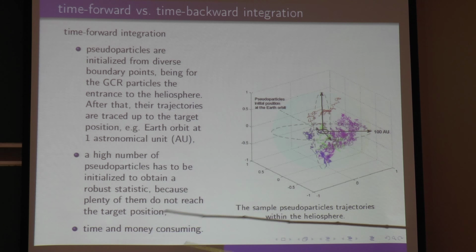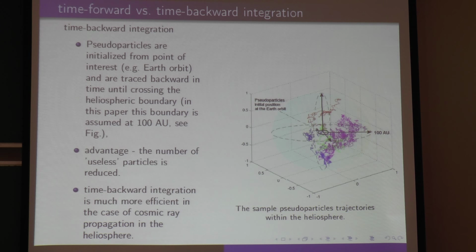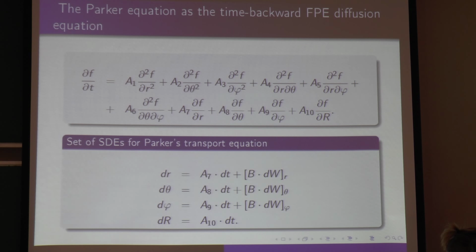So the time forward integration is not very effective for this situation, for this equation, and it is also time and money consuming. In the backward, I skip. Here we have the Parker transport equation in 3D space, in heliocentric coordinate system, and to this equation we write the corresponding set of stochastic differential equations.